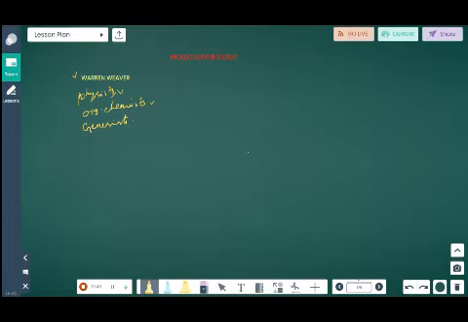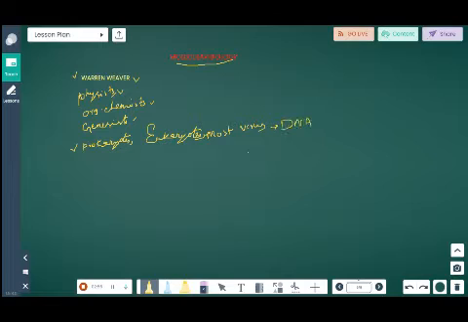In all prokaryotes, eukaryotes, and most of the viruses, DNA is the genetic material. In some viruses like TMV, that is tobacco mosaic virus, HIV, and bacteriophages, RNA acts as a genetic material. RNA is involved in many metabolic events in the body.